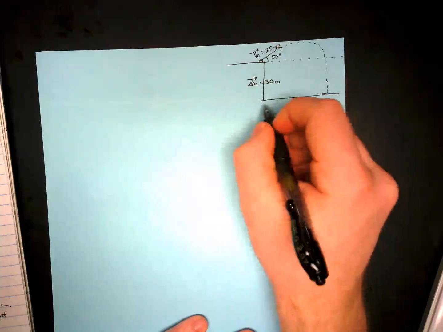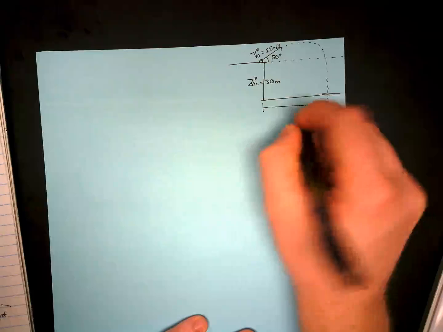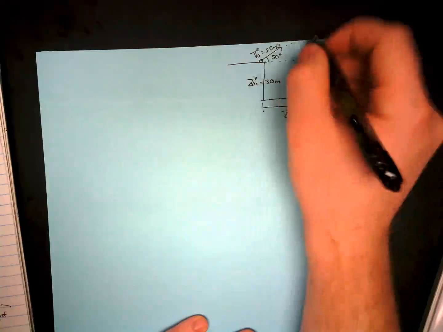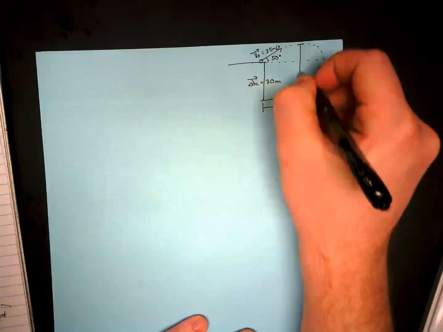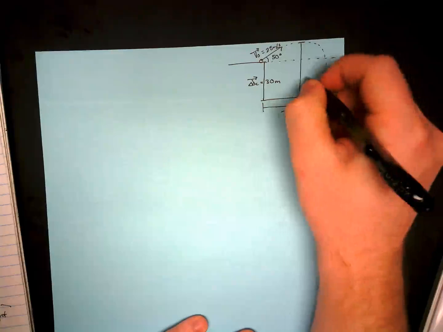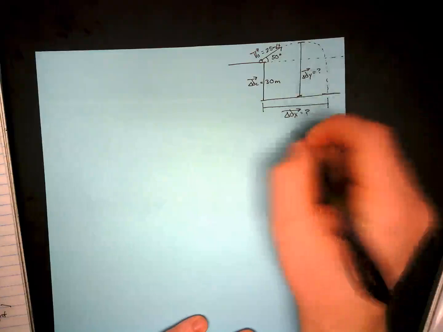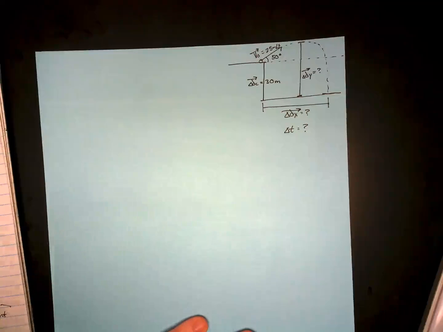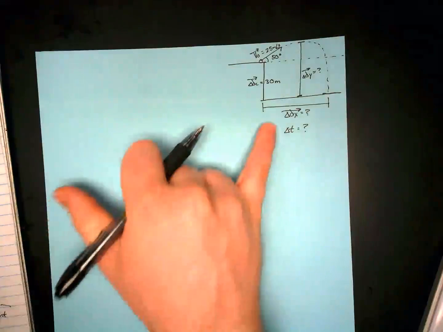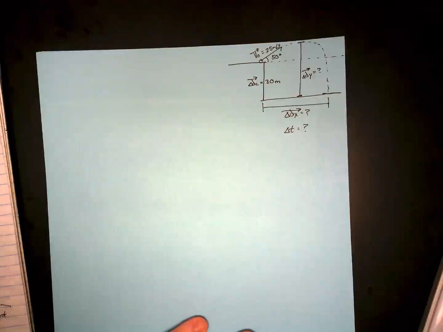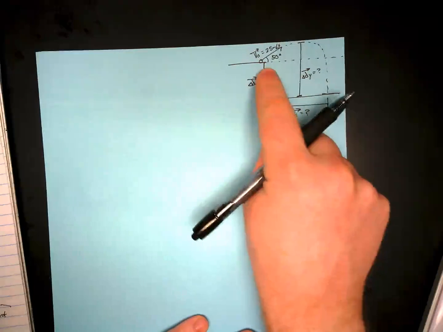And what we've got to find out is this guy right here, and this guy right here, and this guy right here. What's our time? What's our horizontal displacement? What's our vertical displacement? Okay. Now I've already started to draw it, so this is what we should think of.